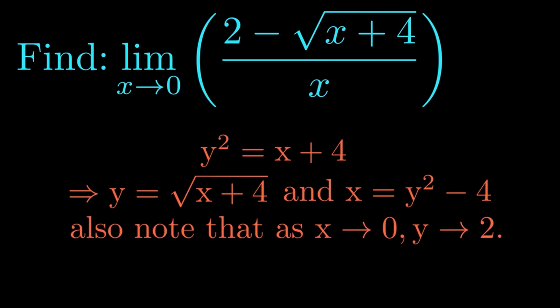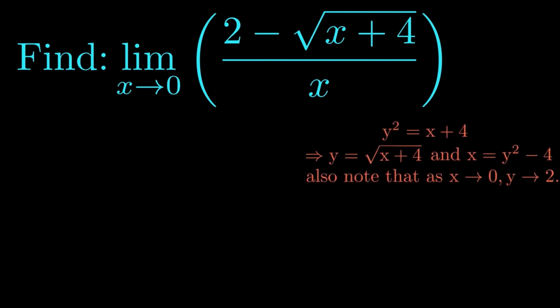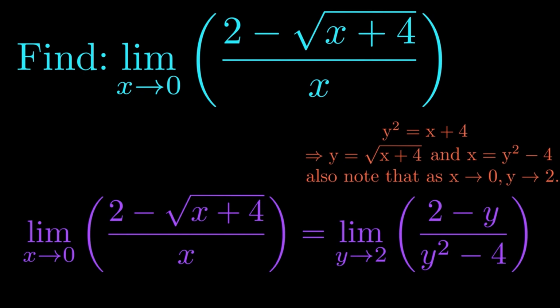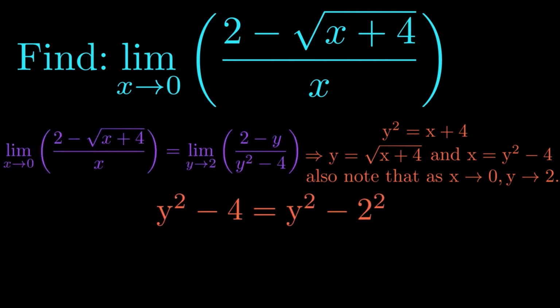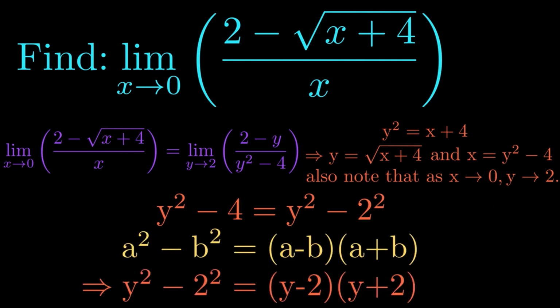We need to incorporate this fact into what we're about to rewrite the limit as, because we've made the change of variable. So this means that we can rewrite our limit as the limit as y approaches 2 of (2 minus y) divided by (y squared minus 4). Now we can rewrite y squared minus 4 as y squared minus 2 squared. And we can use the difference of squares formula, which I've written right here, to rewrite our denominator as (y minus 2) multiplied by (y plus 2).